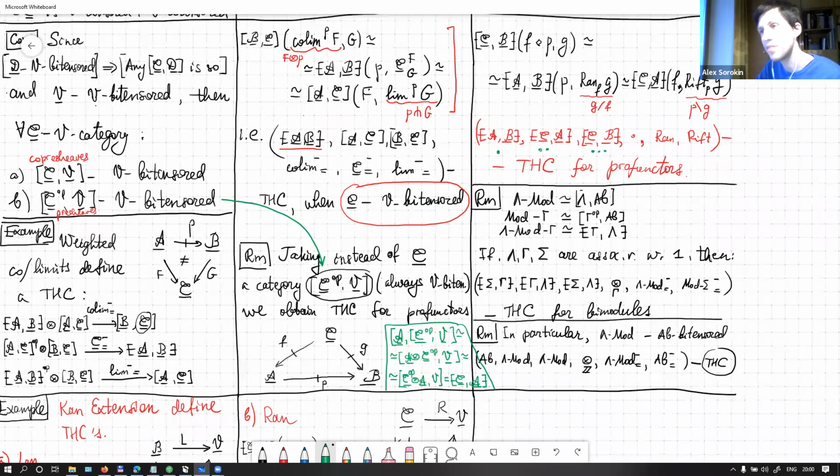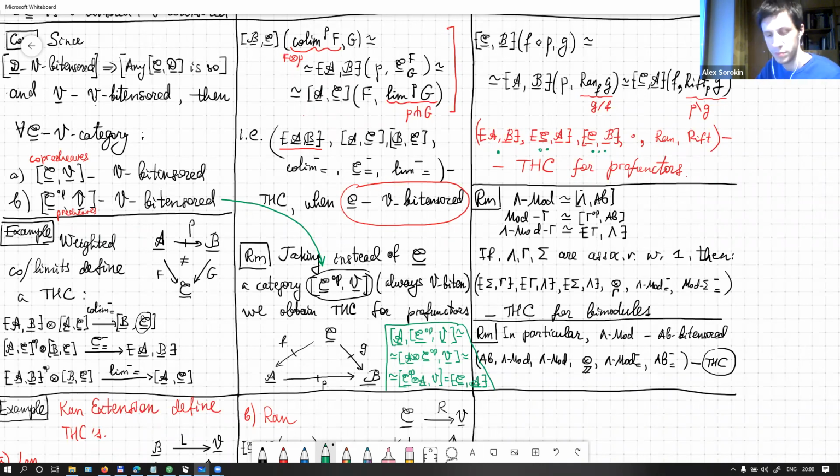Now, after this remark, I am taking the next step, and I am recalling that any associative ring with identity can be considered as a one-object category enriched in abelian groups.